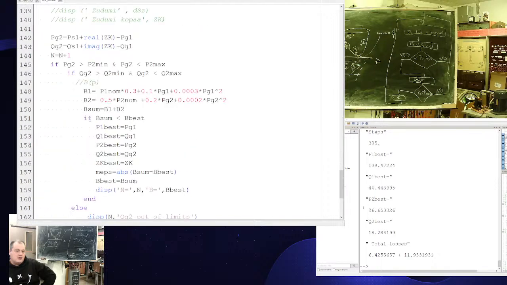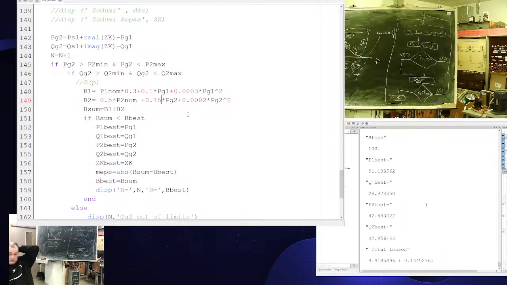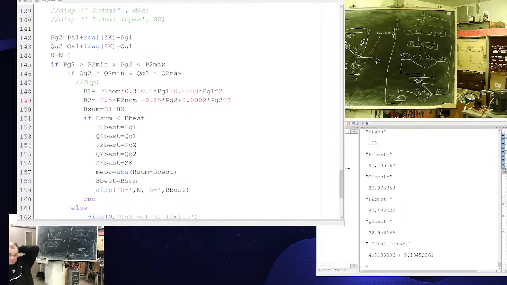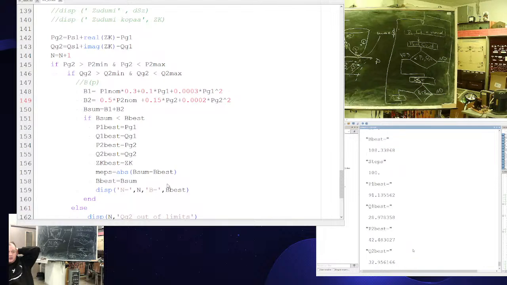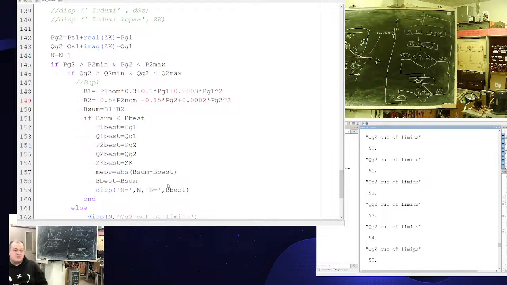For example, take a look, I'm changing. I will make the second machine more effective. Calculate. Oh, 91.42. And losses. What about losses? Previous one, where are you?